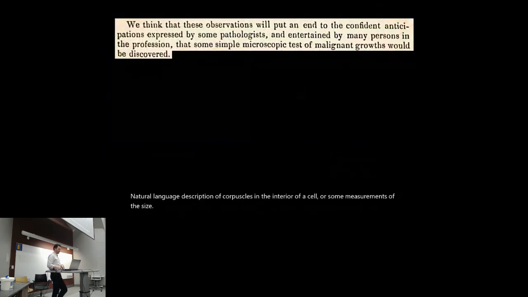I will leave you, since my time is up, with this quote from that 1840 paper. "We think that these observations will put an end to the confident anticipations expressed by some pathologists and entertained by many persons in the profession that some simple microscopic test of malignant growths would be discovered." I think, thankfully, we know that pathologists are those simple microscopic tests that can distinguish between normal tissue and malignant growths.